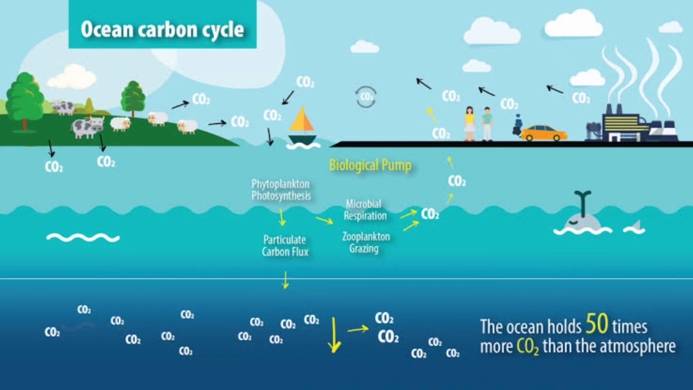The biological pump is a crucial component of the global carbon cycle. It helps regulate the concentration of carbon dioxide in the atmosphere and influences climate patterns. By sequestering carbon, phytoplankton plays a critical role in mitigating the greenhouse effect and reducing the impacts of climate change.